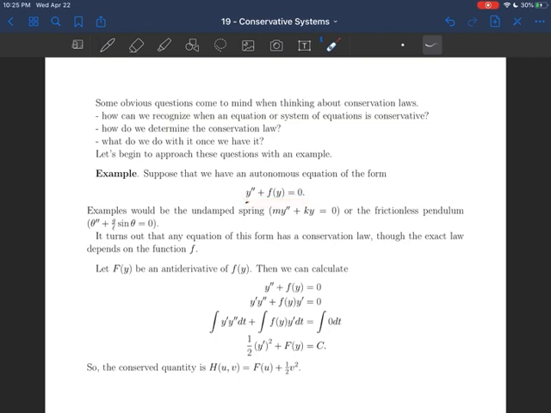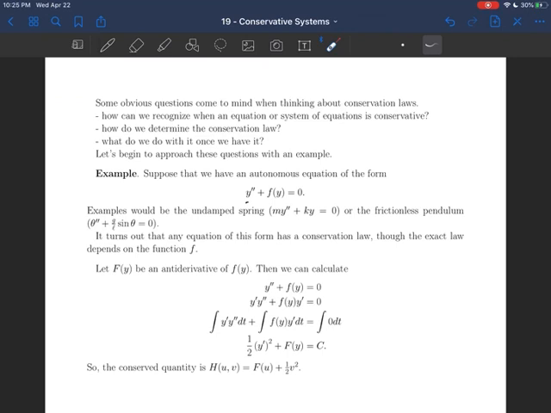Well, let's begin with an example, and this will incorporate some of the things that we've seen before. Suppose that we have an autonomous equation, so t is not explicitly in the equation, of the form y double prime plus f of y is equal to 0.